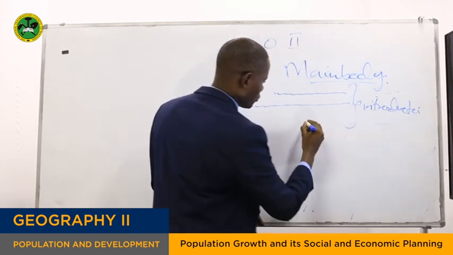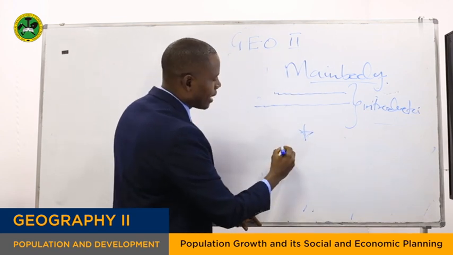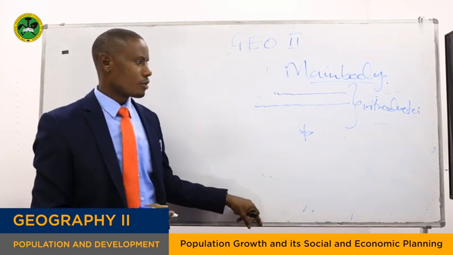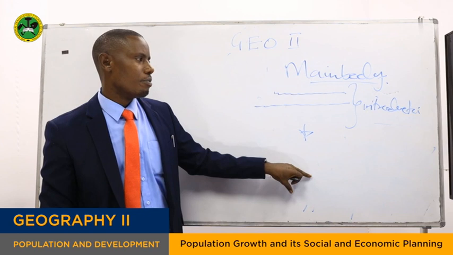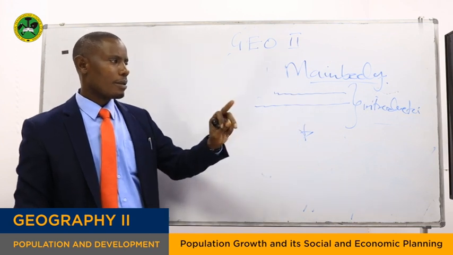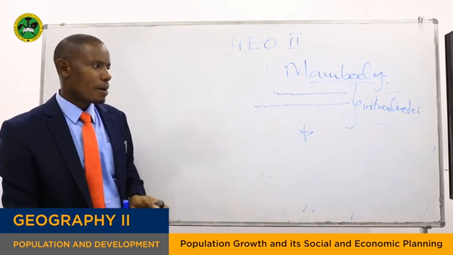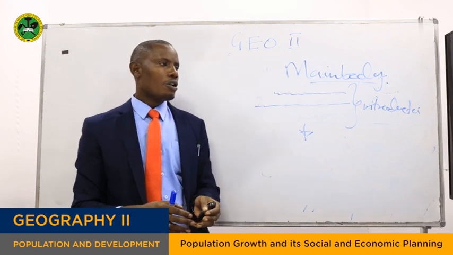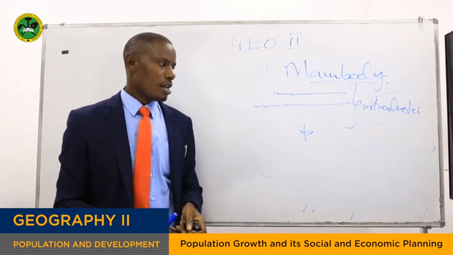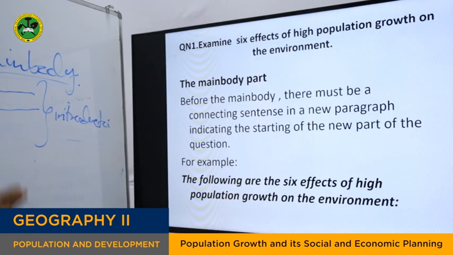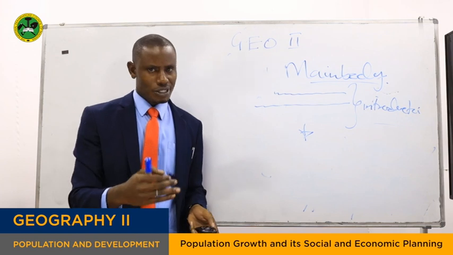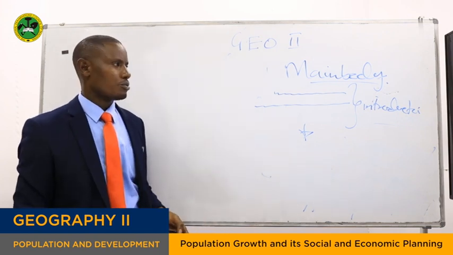you are just advised to introduce another separate sentence or paragraph so that you can introduce the main body. So before the main body, there must be a connecting sentence in a new paragraph indicating the starting point of the new part of the question, that's the main body. Take an example. You can say the following are the 6 effects of population growth on the environment so that you can alert the marker to concentrate on that particular question that you are referring to.